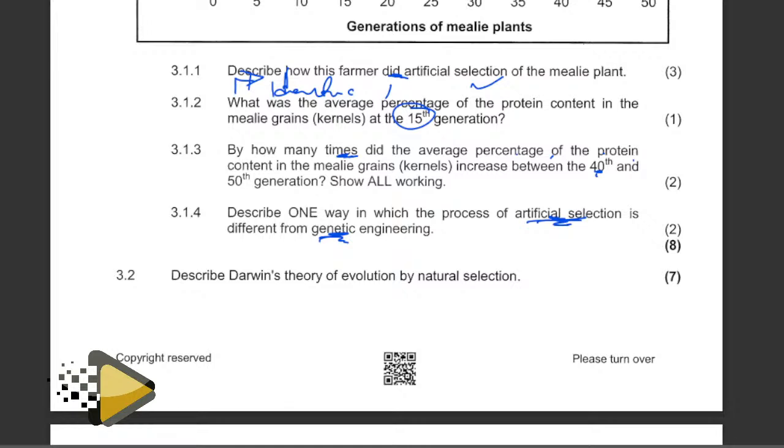Number 2, this one is a little bit expensive, and this one is a little bit cheap, in which way the processes differ. This one takes a short period of time, while this one takes generations and generations.